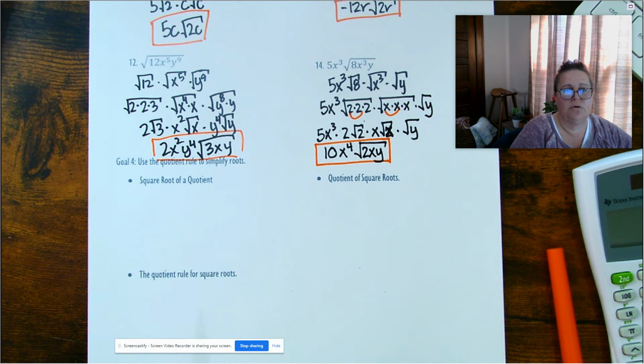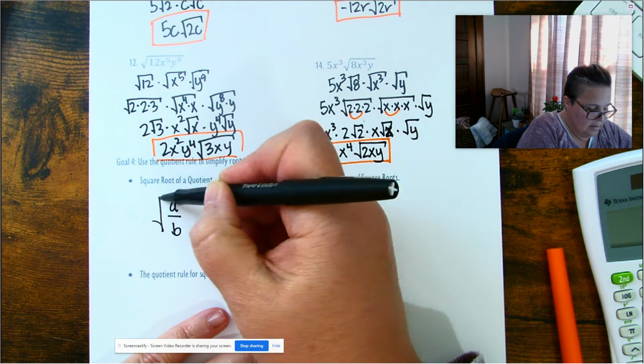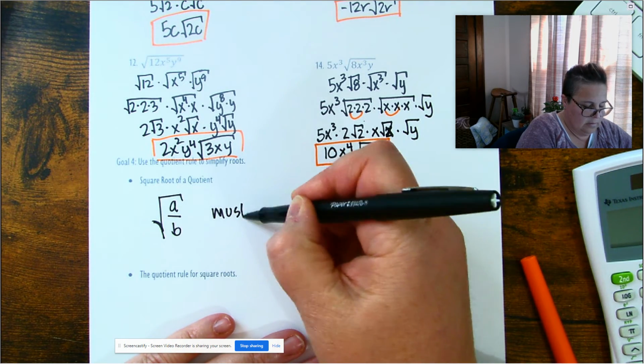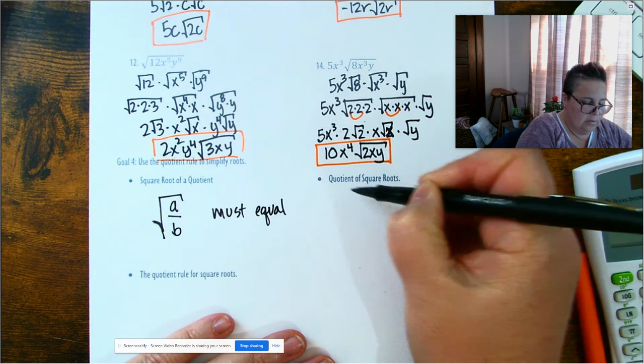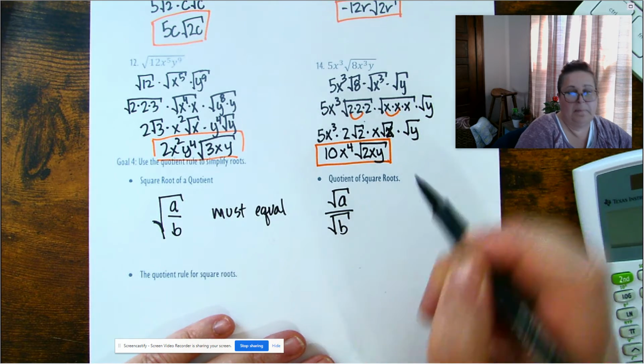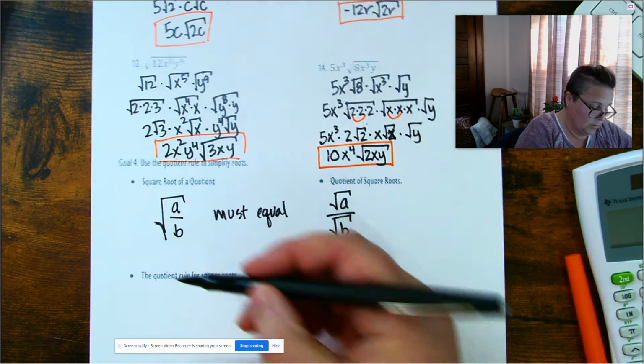Fourth part, use the quotient rule to simplify roots. The square root of a quotient versus the quotient of square roots. The square root of a quotient, which is a over b, all of this underneath the square root, must equal the quotient of square roots, the square root of a over the square root of b. Now, the crazy part is we've been doing this. This is the quotient rule for square roots. The square root of a over b must be equal to the square root of a over the square root of b.